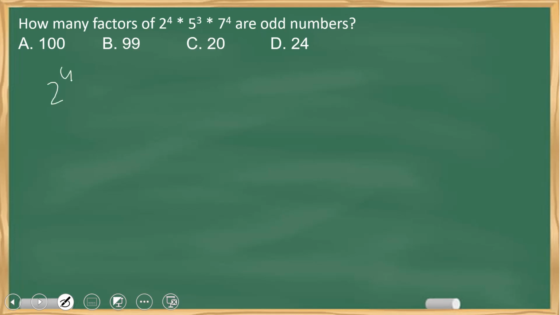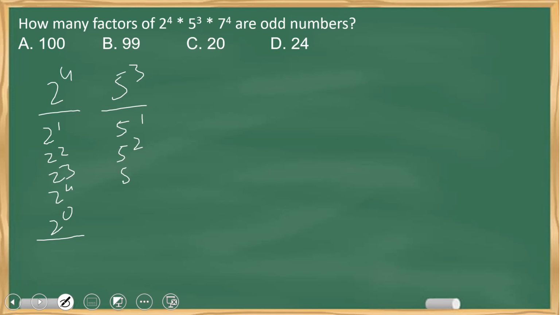So 2 power 4: 2 power 0, 2 power 1, 2 power 2, 2 power 3, 2 power 4. How many are odd here? And 5 cube. How many are odd here? All the factors of 5 power are odd only. So you can consider all the things here. Next, 7 power 4: 7 power 0, 7 power 1, 7 power 2, 7 power 3, 7 power 4.